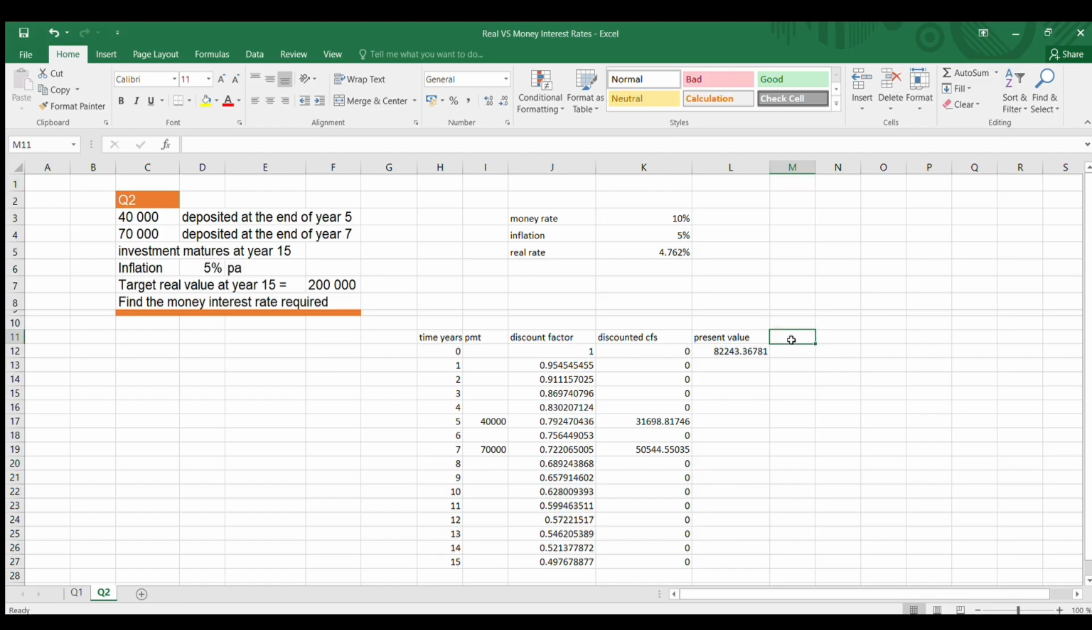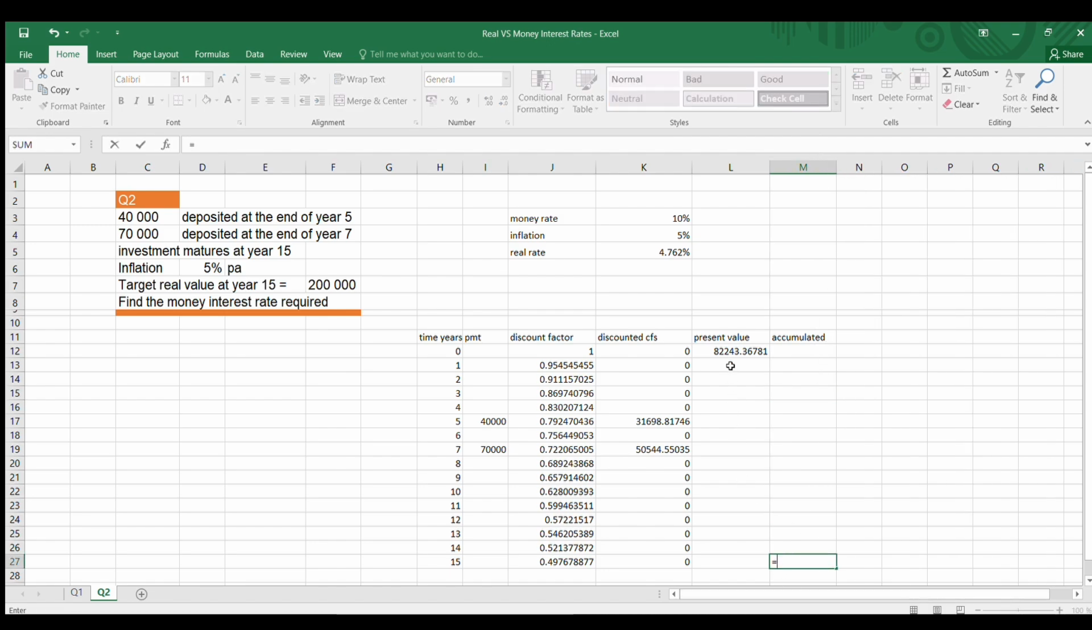So all I'm going to do is have another column, and I'm going to say accumulated value, you see. And then I'm simply going to accumulate this present value up until time 15. So I'm going to say my present value multiplied by my accumulation factor of 1 plus the real rate to the power of 15, or to the power of time t equal to 15. And that is my accumulated value, you see.